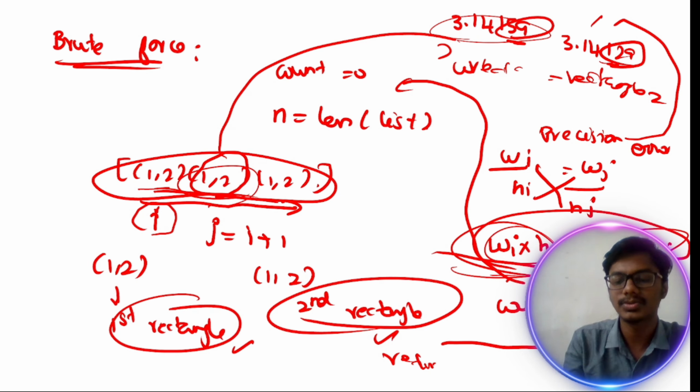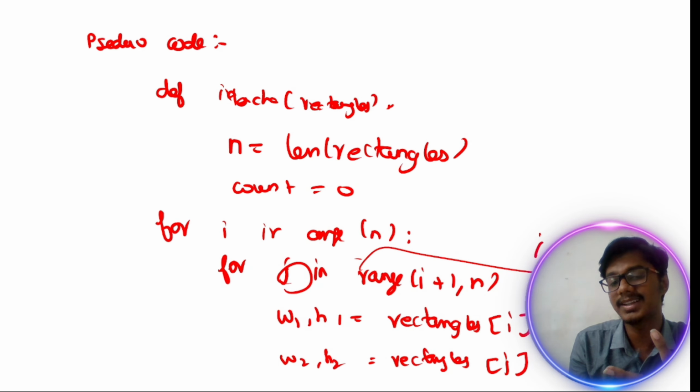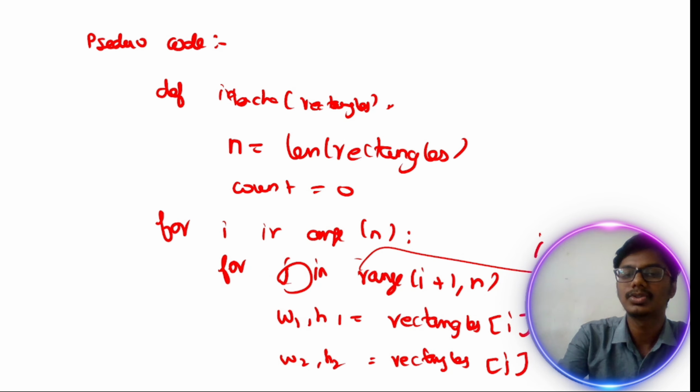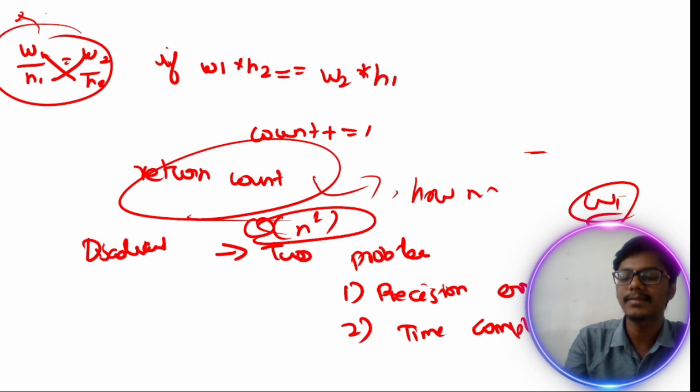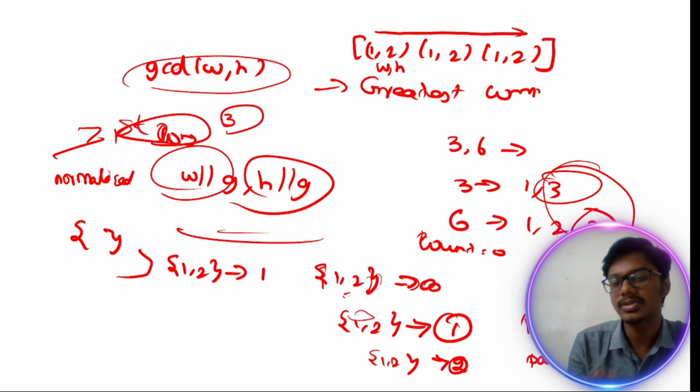So likewise, I'm just using the brute force solution. With that, I'm facing two problems. First is the precision errors, and second is the time complexity. So after doing all those things, I'm using the GCD. I just want to find that GCD, and I'm using the hashmap. That is called the dictionary. So these are the solutions we have discussed, right?